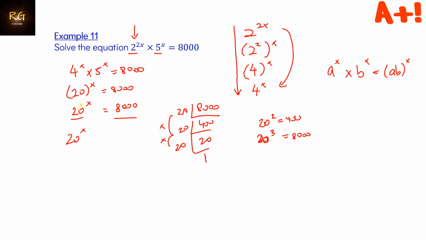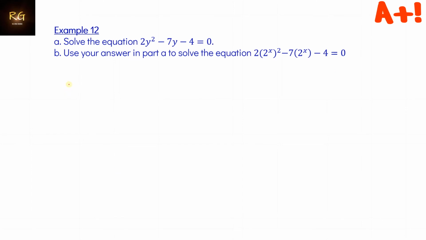So 20 to the power of x, I'm copying back, and then equals to, replace this 8,000 with 20 to the power of 3. So 20 and 20, the base is already the same right now. So x equals 3. Very easy, right? Now let's look at more challenging examples.